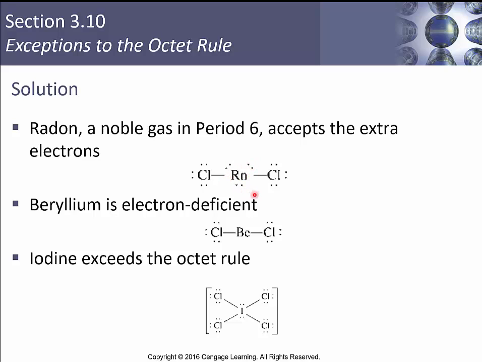Beryllium is going to be deficient, right? It's right between lithium and boron, so it's only going to form 2. Iodine will exceed the octet rule in iodine tetrachloride. So we've got 1, 2, 3, 4 times 2, 8, and then our extra electrons make it 10, 12 on iodine.